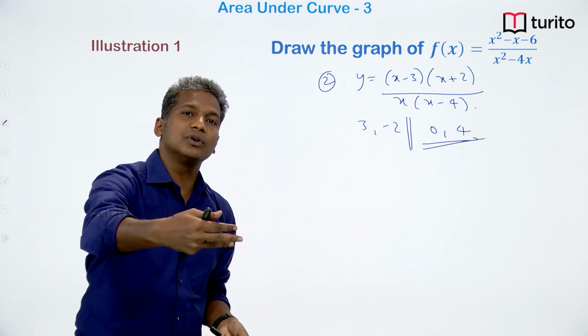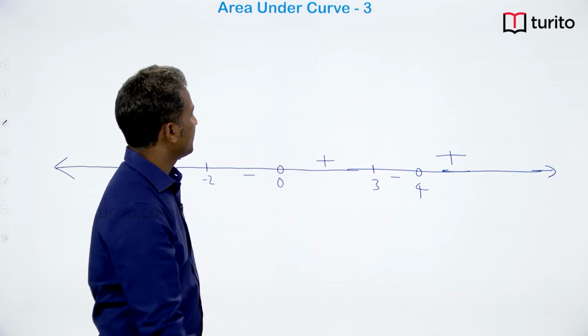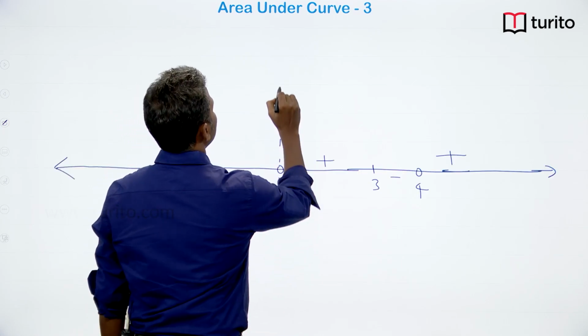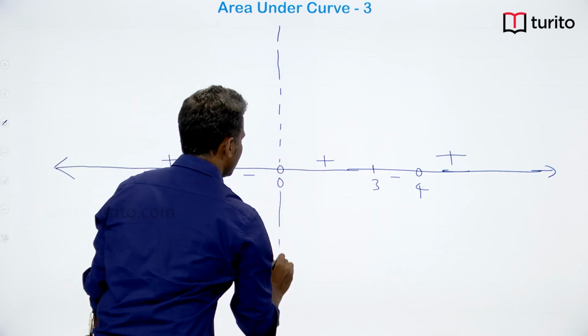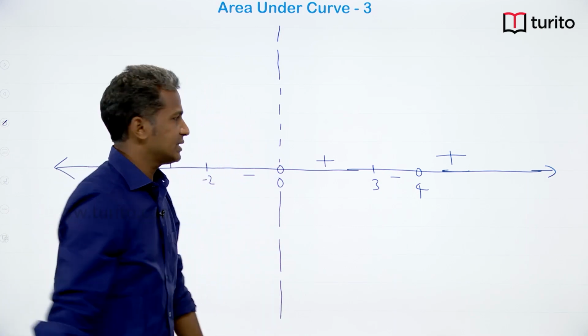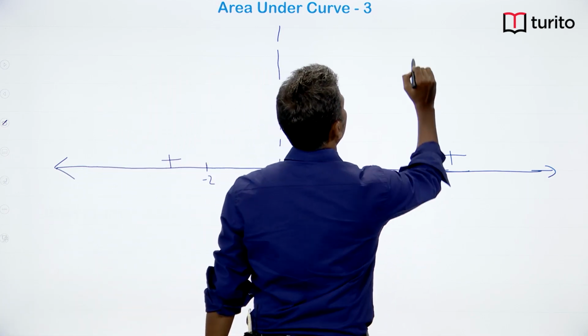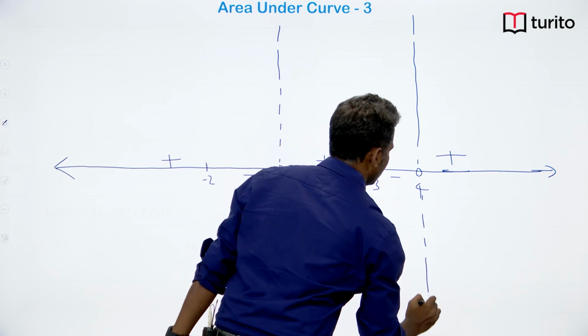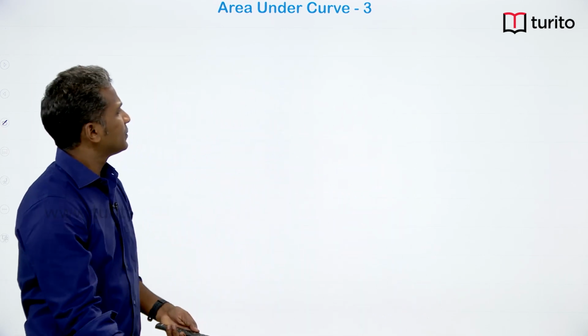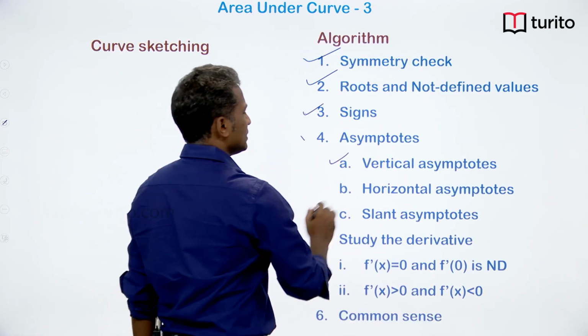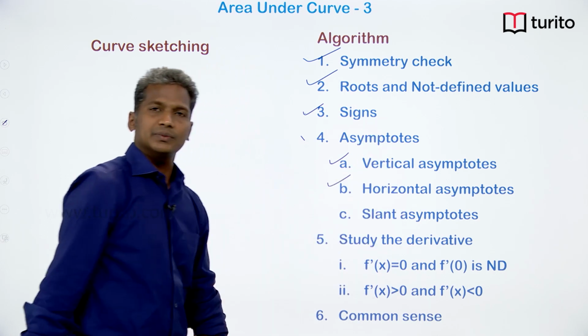So 0 and 4 must be vertical asymptotes. That means at 0 we have one vertical asymptote which is the same as the y axis, and at 4 also we have one vertical asymptote, right. So we got the vertical asymptotes. Now let us go for the horizontal asymptotes.